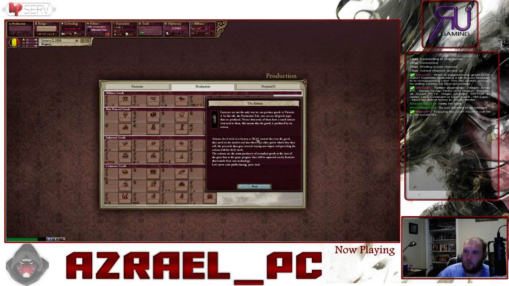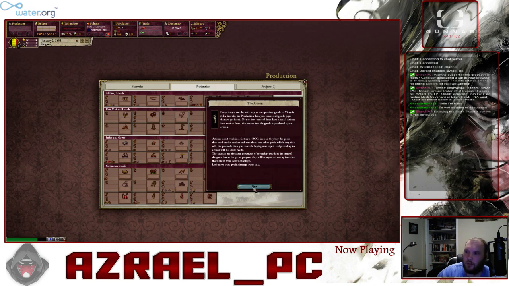Artisans don't work in a factory or RGO. Instead, they buy the goods they need on the market and turn them into other goods, which they then sell. The proceeds then go towards buying new inputs and providing the artisan with his daily needs. The artisans are the main producers of secondary goods at the start of the game, but as the game progresses, they will be squeezed out by factories that benefit from new technology.